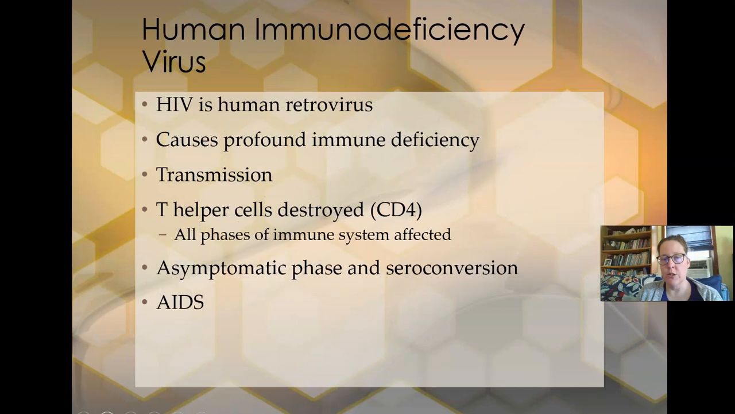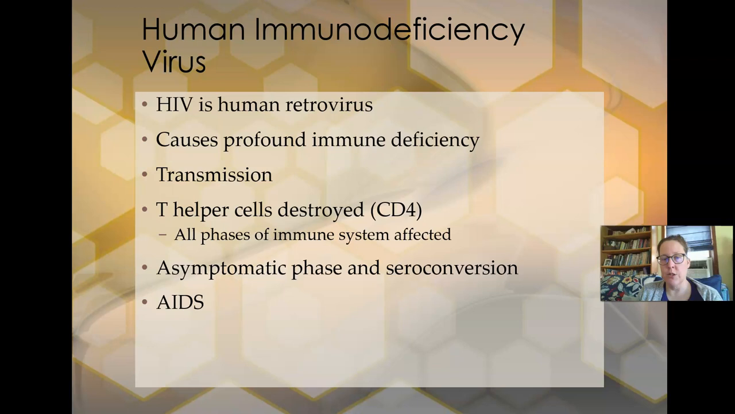So HIV is the human retrovirus. It causes a profound immune deficiency because it attacks the CD4 T cells, which is the T helper cell. And your T helper cell is what coordinates your immune system. It is transmitted through blood and body fluids, so usually sexual transmission or contaminated needles or contaminated blood. And again, the T helper cells, the CD4 ones, are destroyed, and therefore all phases of the immune system are affected because it's the one cell that coordinates the entire immune system.